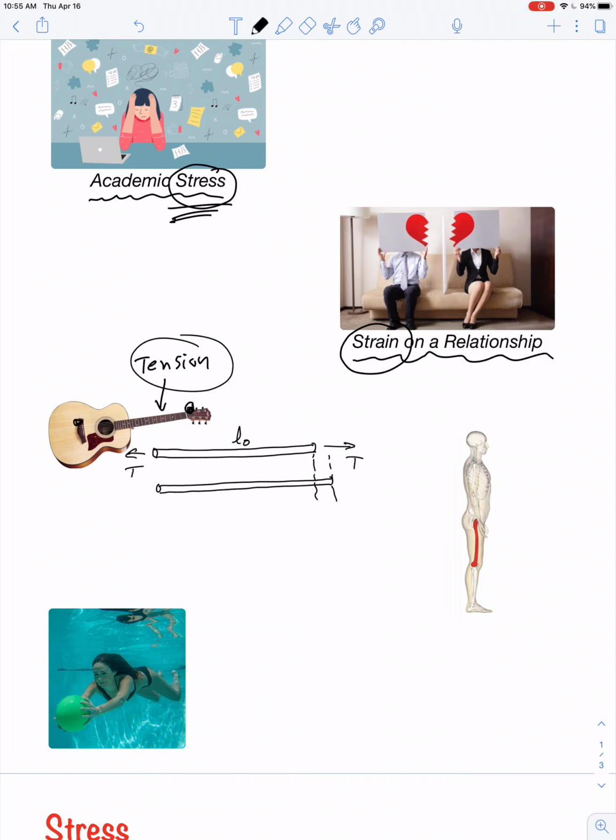So if that's L naught, then this is some delta L, so that the final length of the string is L naught plus delta L. So the delta L is the resulting strain due to the stress known as tension.